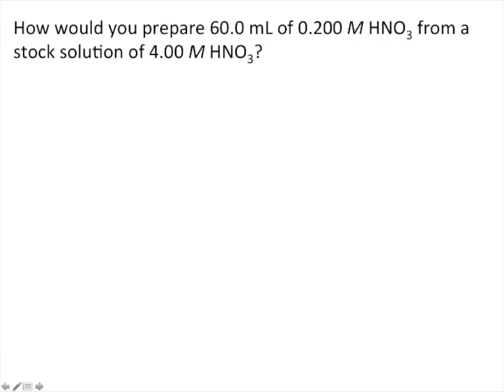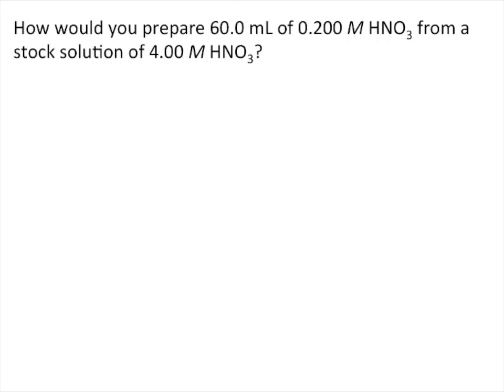So an example: how would you prepare 60 milliliters of 0.2 molar nitric acid, HNO3, from a stock solution of 4 molar nitric acid? So first let me say what a stock solution is. Literally it's a solution that you stock and keep around to then make your samples from. So it's convenient in the lab to make a more concentrated solution and keep it in a bottle on the shelf, and then you can take little bits of the stock solution and dilute them with water to make various samples of various concentrations. It's much more convenient to do it that way than to make up a new nitric acid solution, say, each time you want to use it. So that's why it's called a stock solution.